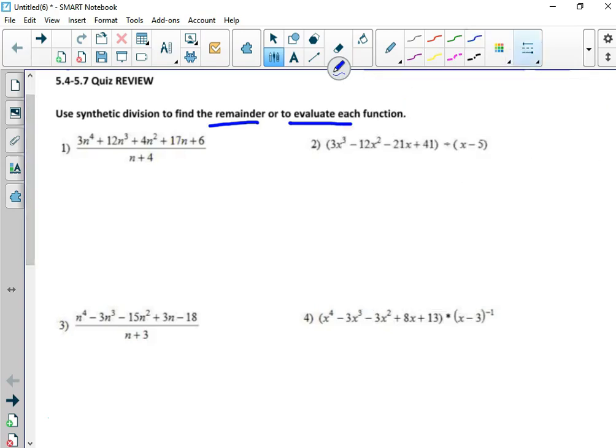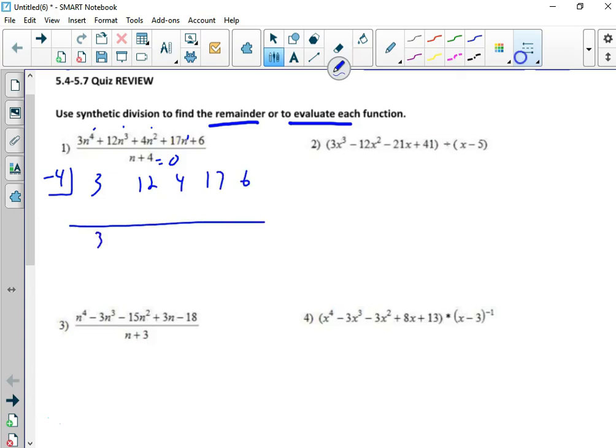Okay. So number in the box, set this equal to 0. Negative 4 goes in the box. 4, 3, 2, 1. We're fine. We don't need any fillers. 3, 12, 4, 17, 6.